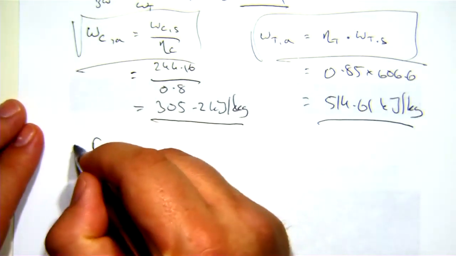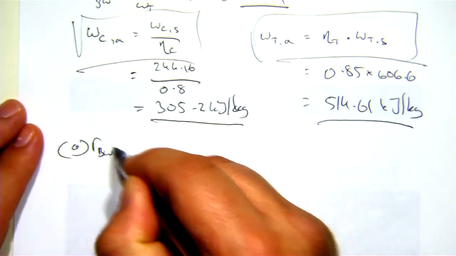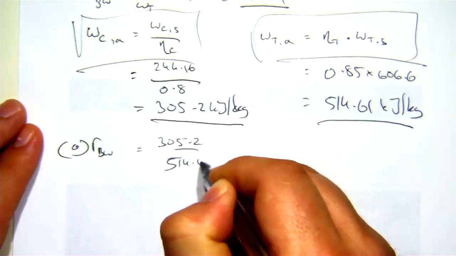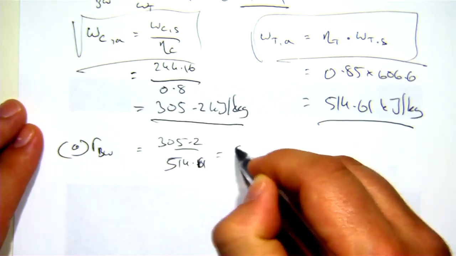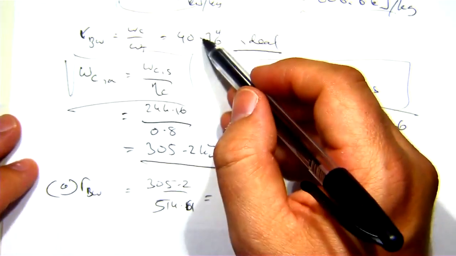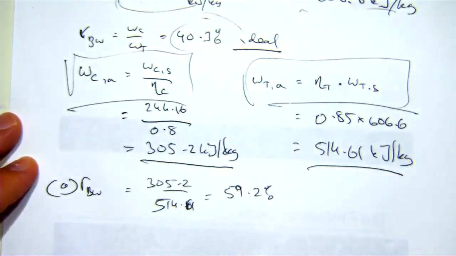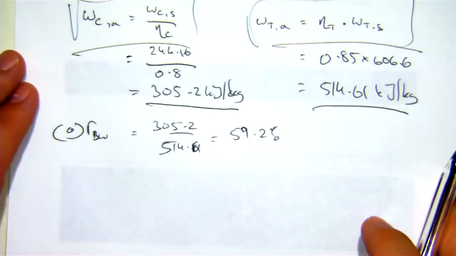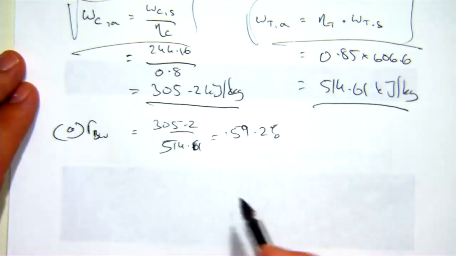So for A, the back work ratio, 305.2 on 514.661 is 59.2%. Look at the difference. The ideal back work ratio, the turbine was only needed to use 40% of its work to run the compressor, but with an inefficient compressor and an inefficient turbine, that's gone up to 60%.